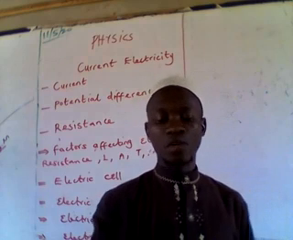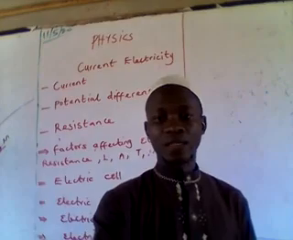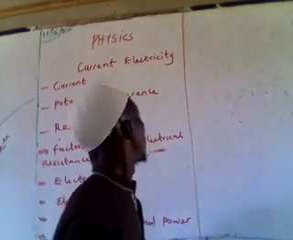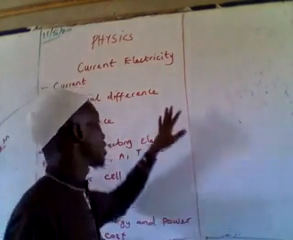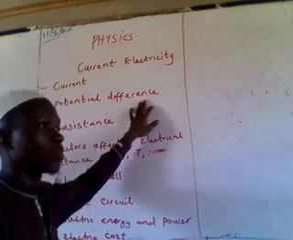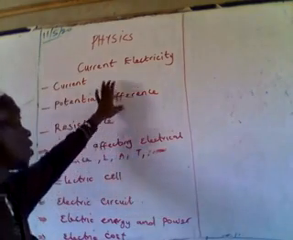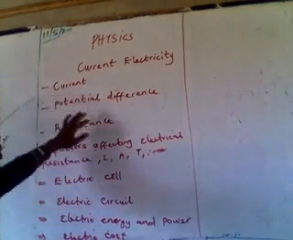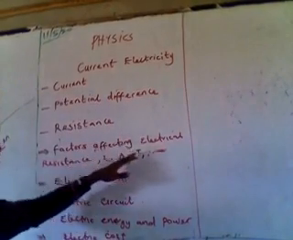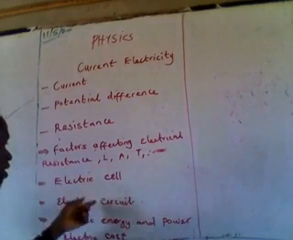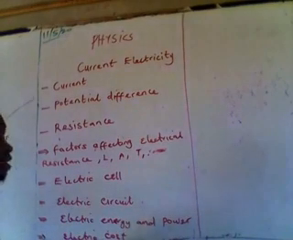Today, we continue from where we stopped the last class we had. So, today we are moving to current electricity. In current electricity, what we shall be taking note of under this are: current, what do we mean by current, potential difference, resistance, factors affecting electrical resistance, cells, circuits, and the likes.